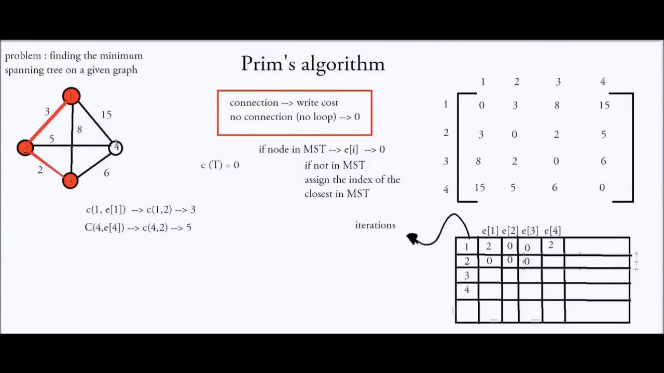Which is closer, cost of 5 or cost of 6? So cost of 5. And then remember, you do not take 5. You take the index of the closer one. So if closer is the one with the cost of 5, then you take the index of this node. This is going to be 2. So you just have to take and write 2 here, right?